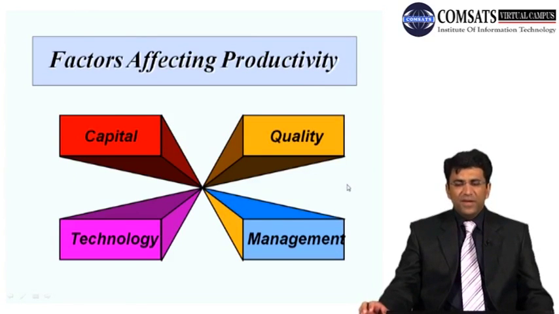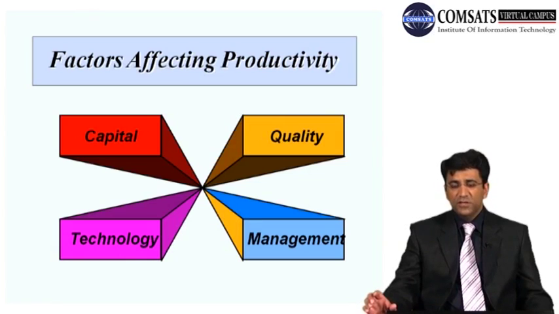Students, there are some important factors with respect to productivity, and if we give due consideration to these factors, we can enhance the productivity in our organizational settings. These factors are capital, like machinery, then quality, that is the quality of the goods and services, then technology, which may be used in the transformation process to produce the final goods and services, then the management style and management activities, the way the manager is performing the different activities, that is also very important.